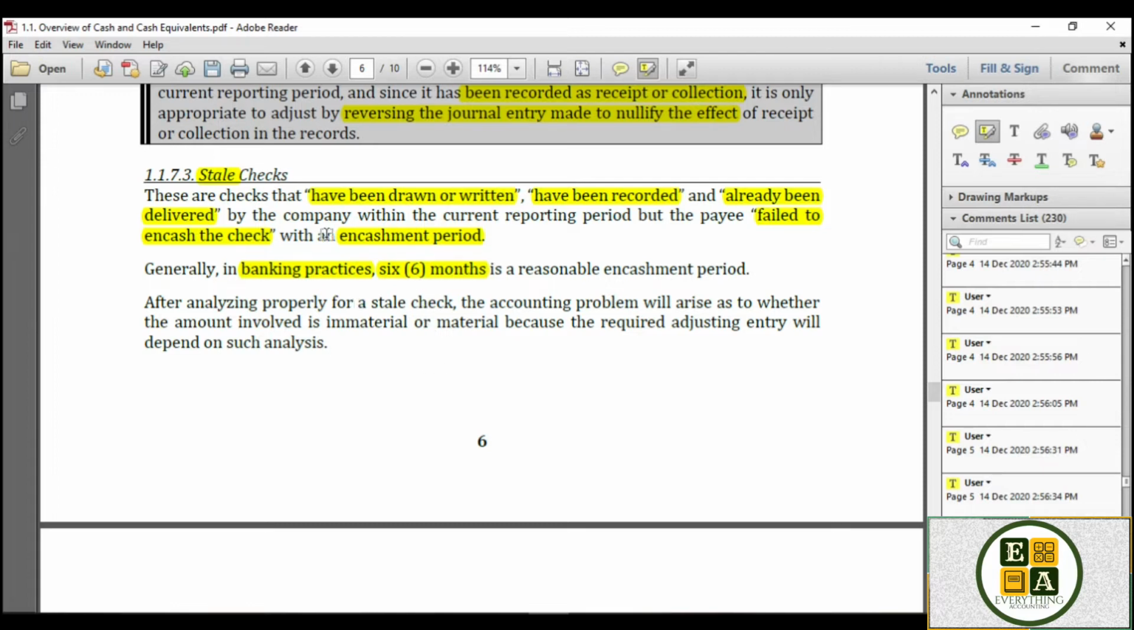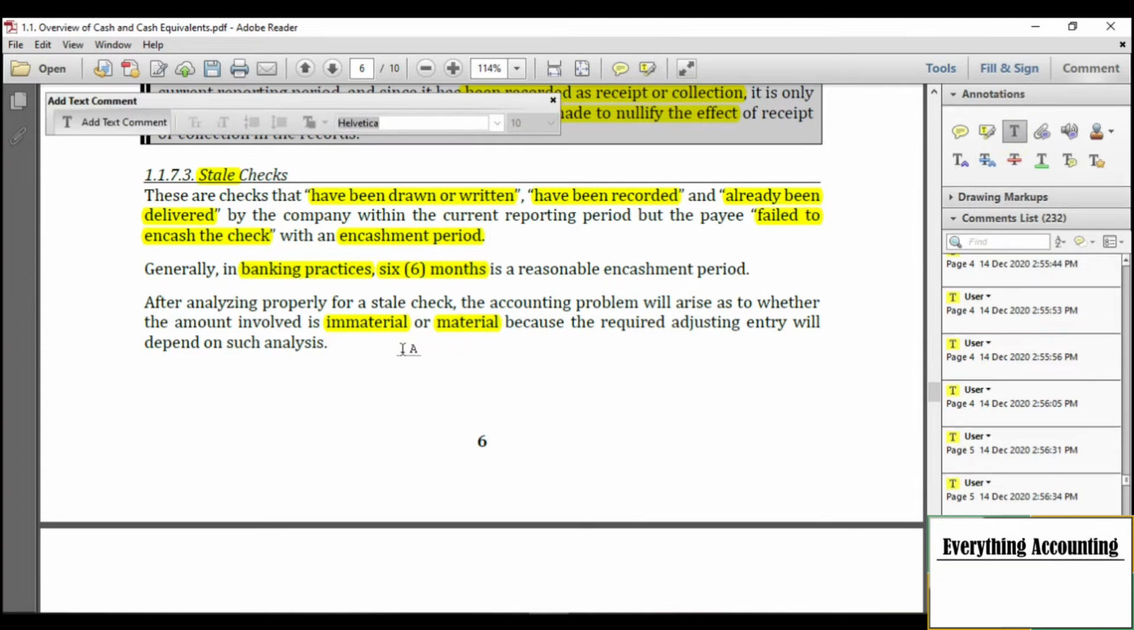After analyzing, if we are involving accounting for stale checks, we have to consider kung yung amount is material or immaterial. Kasi dito magbabase yung ating adjusting journal entry. Okay? But generally, between materiality, we consider it as always, okay? Always material. The amount involved in the check is considered always material in amount. Okay?